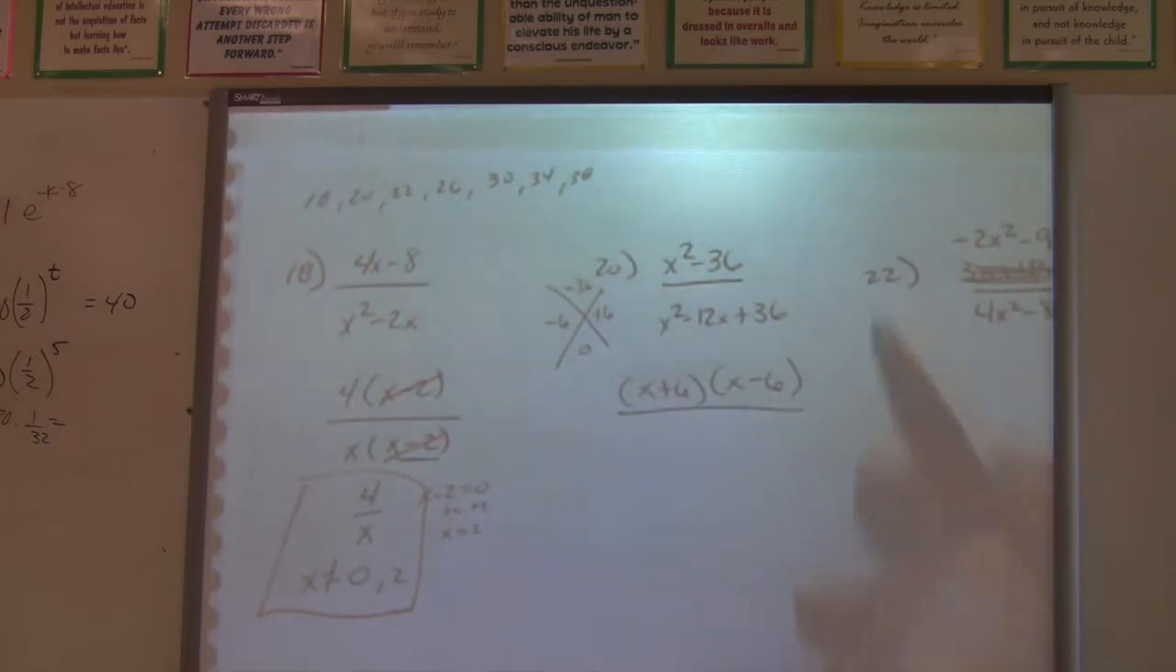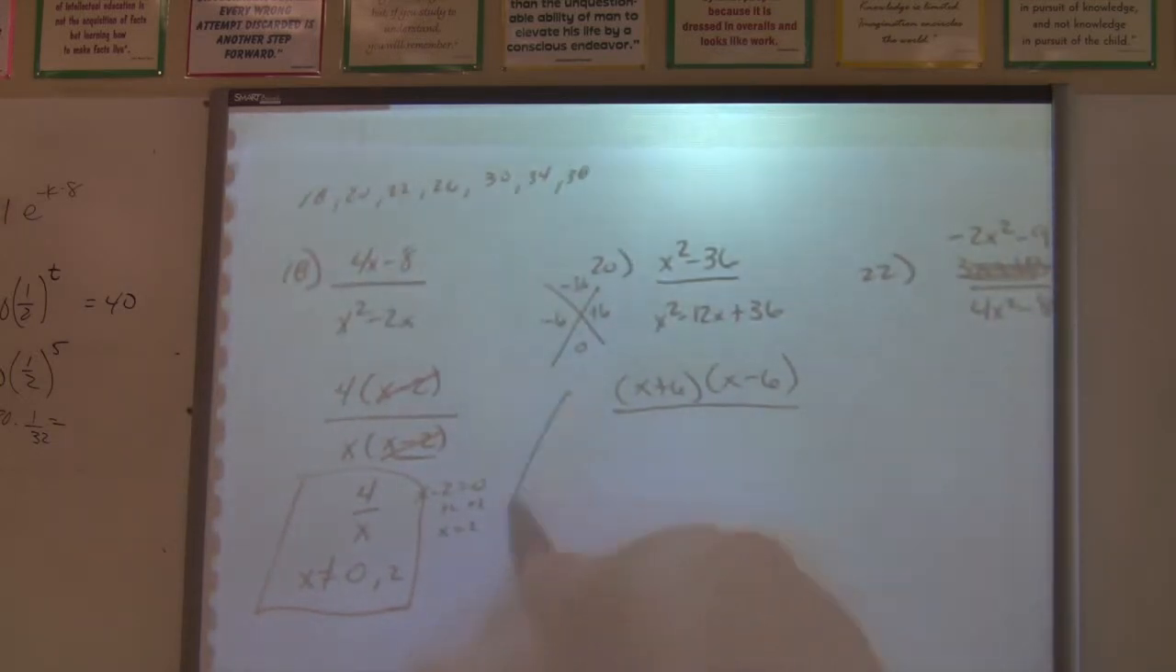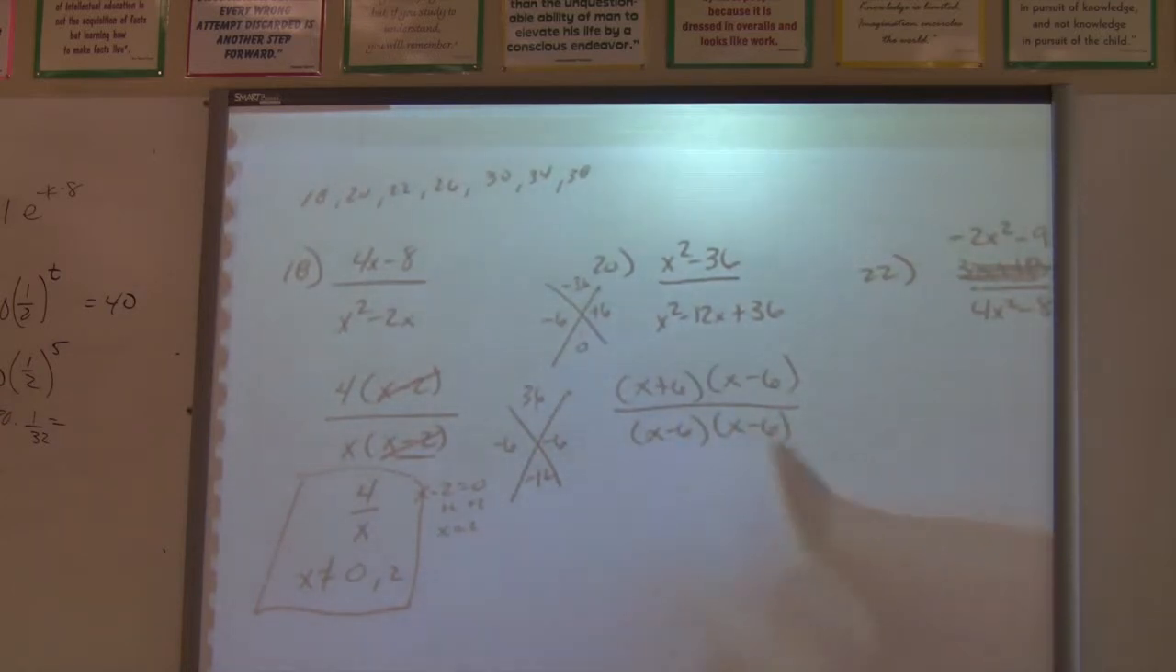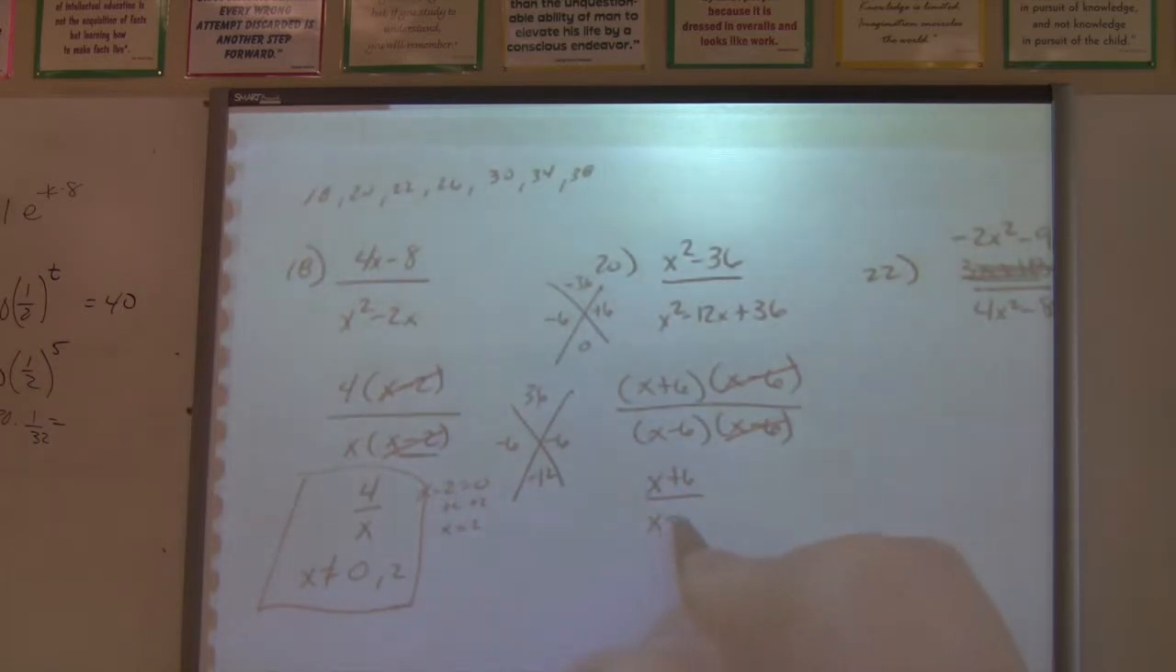On the bottom, again, most of you use the x method, so that would be 36 and negative 12. And so that would be negative 6 and negative 6. So x minus 6 and x minus 6. Again, we factored, so now we cancel like factors, 1 for 1. And so our answer is x plus 6 over x minus 6. And our restrictions are x cannot equal what makes this 0, which would be 6, and the same thing for that. So there's only one restriction in that case. So that would be number 20.